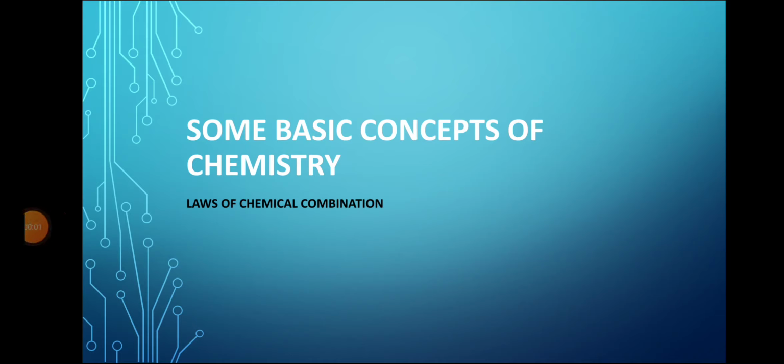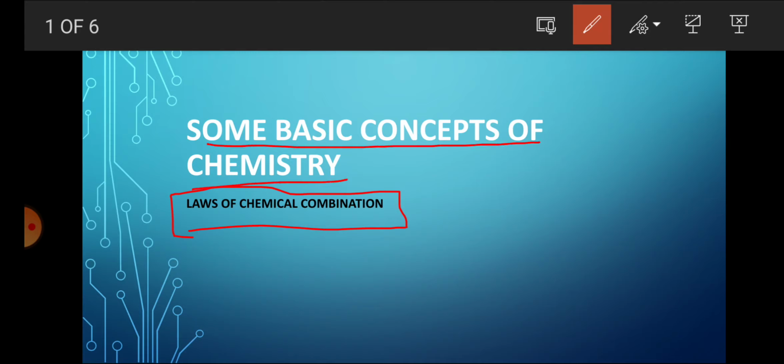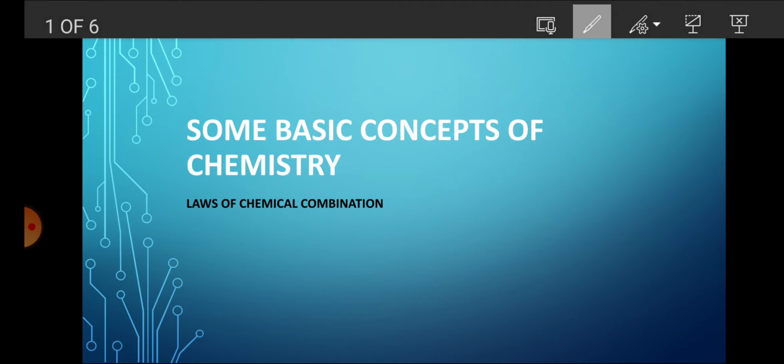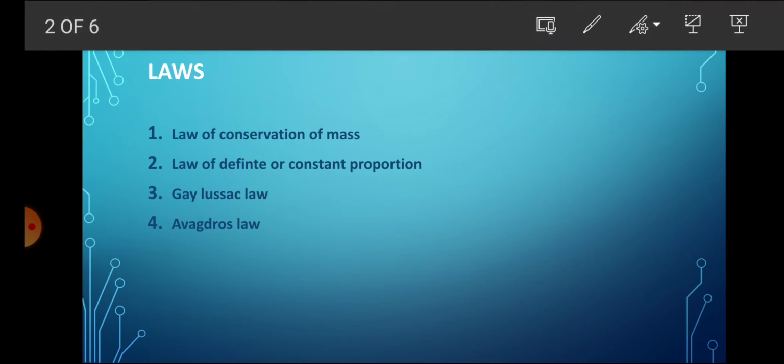Today we are going to do the topic laws of chemical combination, from the chapter Some Basic Concepts of Chemistry. This is the first chapter of class 11. So now you can see what the different laws of chemical combination are. We start with it. There are different laws of chemical combination.